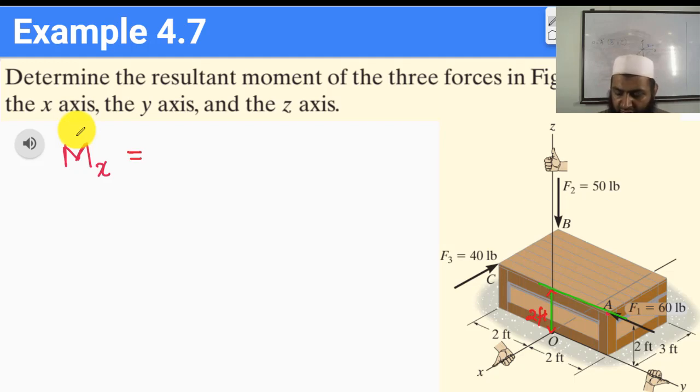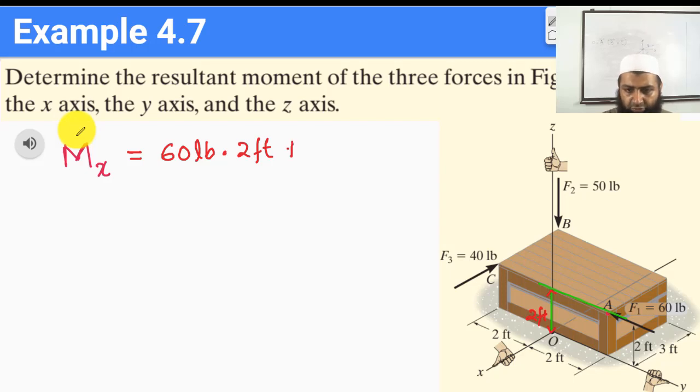So the contribution to the moment of this force about the x-axis is going to be equal to positive 60 pounds times 2 feet. I have a positive sign here because the moment produced by this force is counterclockwise, and we already assume that counterclockwise moments are considered to be positive.